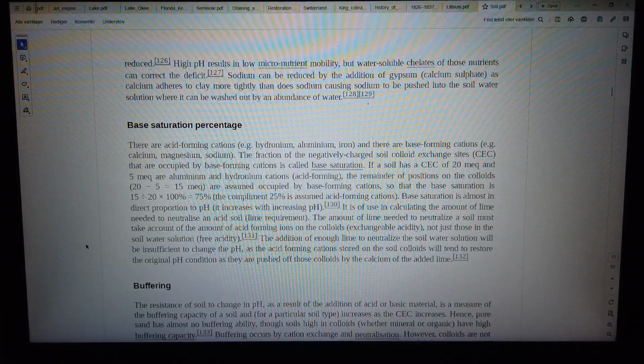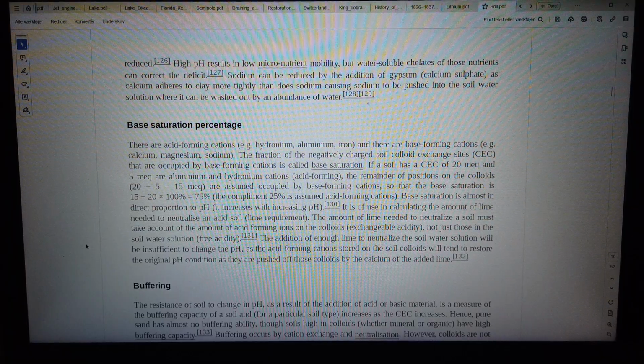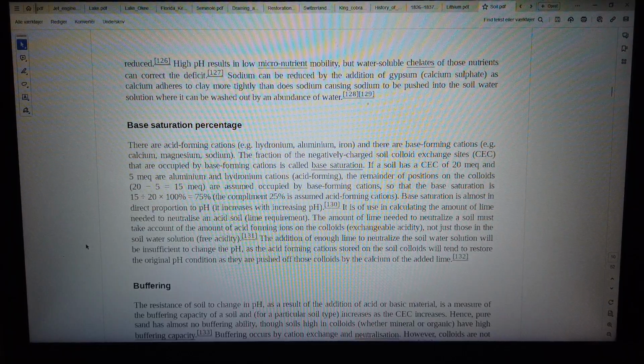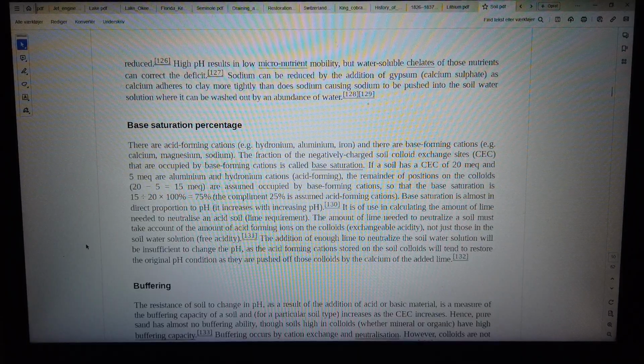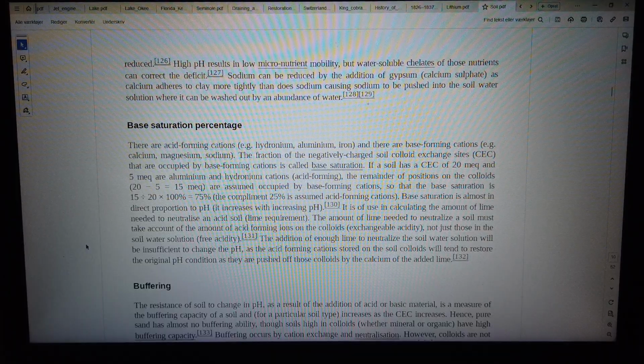127. Sodium can be reduced by the addition of gypsum, calcium sulfate, as calcium adheres to clay more tightly than does sodium, causing sodium to be pushed into the soil water solution where it can be washed out by an abundance of water.